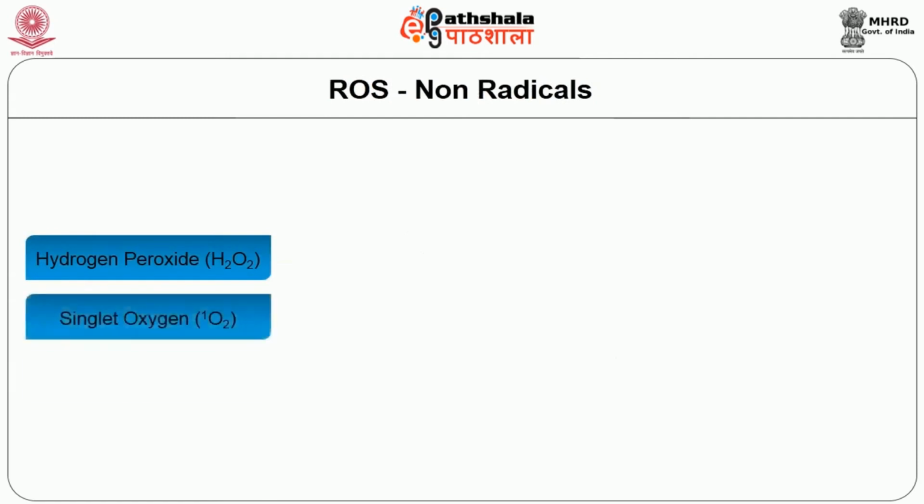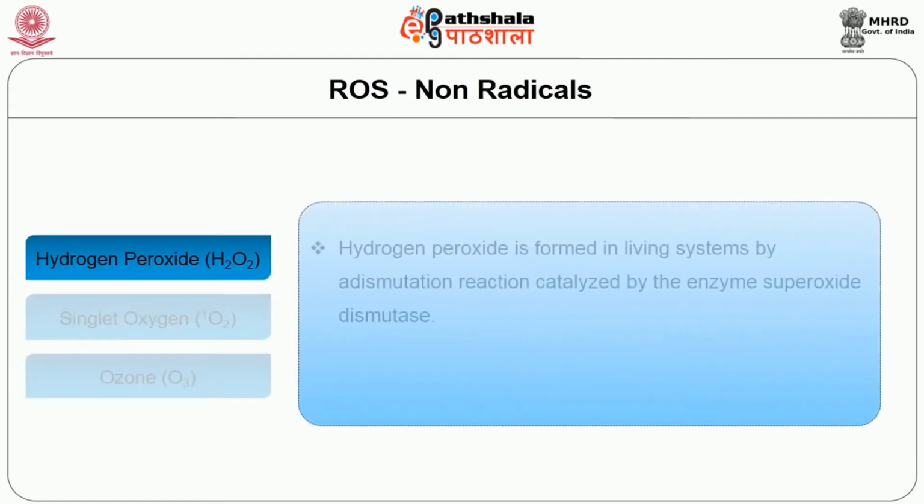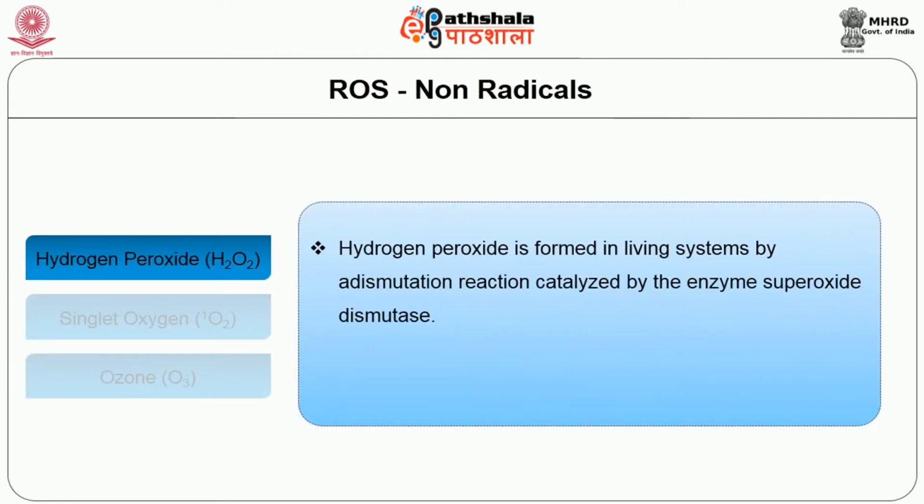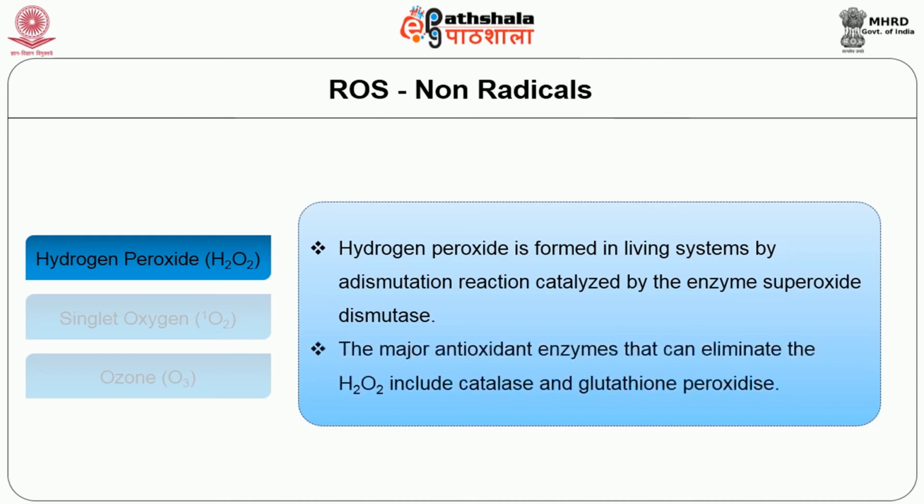The next reactive oxygen species come under the non-radical category. The first one is hydrogen peroxide. It is formed in living systems by a dismutation reaction catalyzed by the enzyme superoxide dismutase. The major antioxidant enzymes that can eliminate hydrogen peroxide include catalase and glutathione peroxidase.